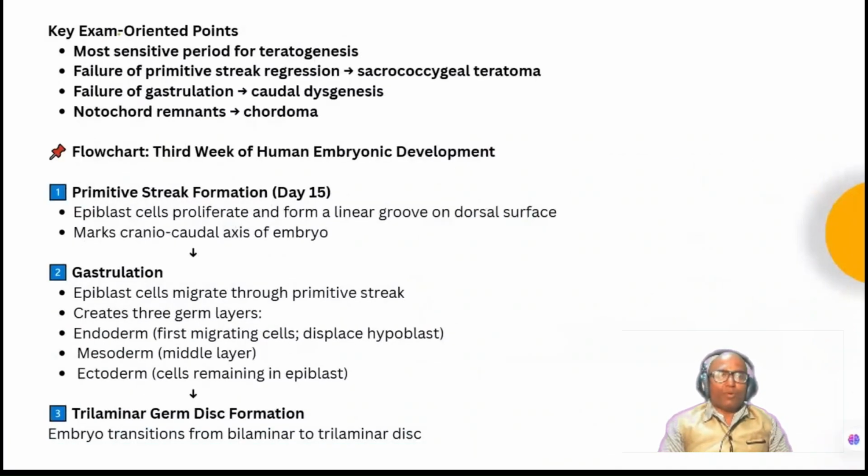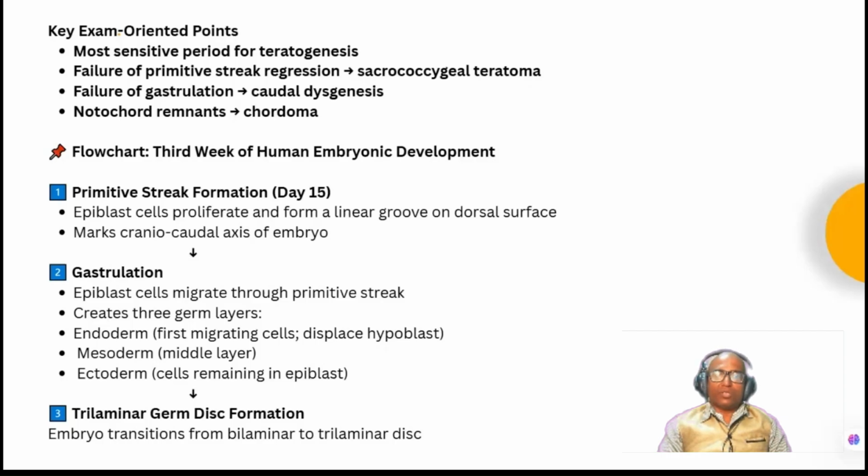From the examination point of view, the most sensitive period of teratogenesis is this third week of development. Failure of the primitive streak regression will lead to sacrococcygeal teratoma. This you should also remember from the examination point of view. Failure of gastrulation will lead to caudal dysgenesis, and notochord remnants will lead to chordoma.